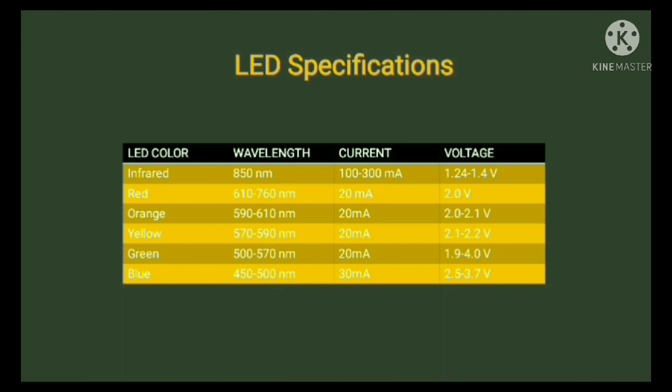Next is the yellow LED. The wavelength of yellow LED is 570 to 590 nanometer and the forward current is 20 milliampere, and the forward voltage of yellow LED is 2.1 volt to 2.2 volt. And next is the green LED. The wavelength of green LED is 500 to 570 nanometer and forward current is 20 milliampere, and the forward voltage of green LED is 1.9 to 4 volt. And the last is blue LED. The wavelength of blue LED is 450 to 500 nanometer and the forward current of blue LED is 30 milliampere, and the forward voltage is 2.5 to 3.7 volt.